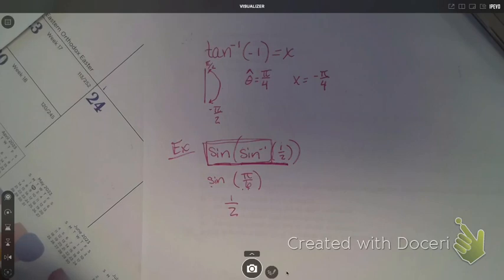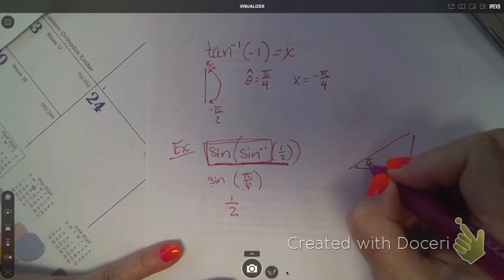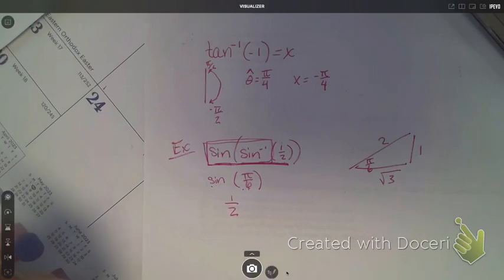Yes. But you had to learn that first. And it's pretty scary that you guys don't know that at pi over 6, this is 1, 2, and square root of 3. Should you know that? Yes. Well, then why didn't you say 1/2? Because I'm not thinking about that. But that's what you're supposed to be thinking about.